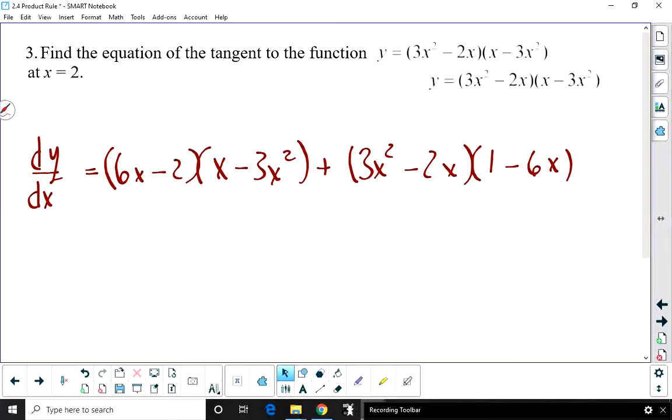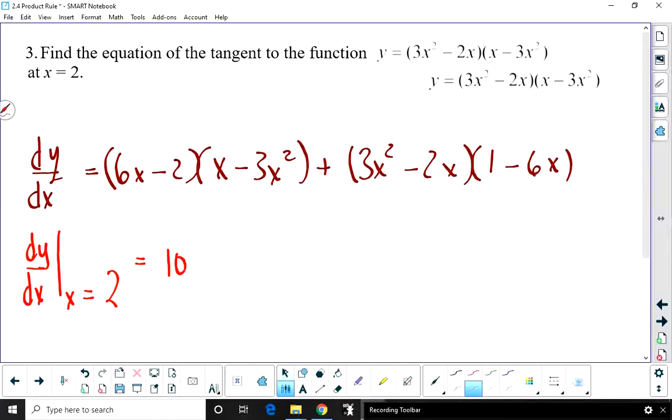Okay. So why is this, even though it looks more complicated, less work than foiling this out? The answer is that we need to find the slope, which means we're going to put x equals 2 in here, right? Well, put x equals 2 in here. You get 10. Put x equals 2 here. I believe you get negative 10, but you're going to have to double check me on that.